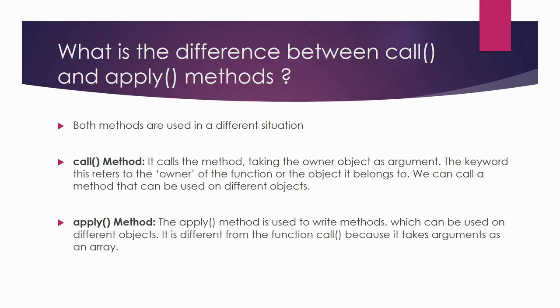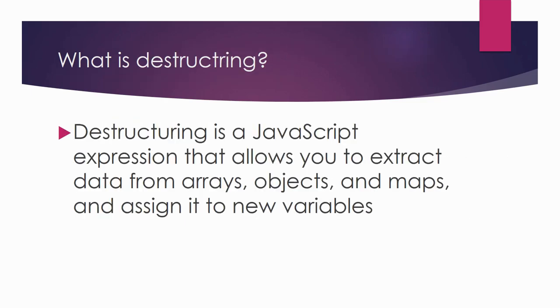Then the apply method. The apply method is used to write methods which can be used on different objects. It is different from the function call because it takes arguments as an array.